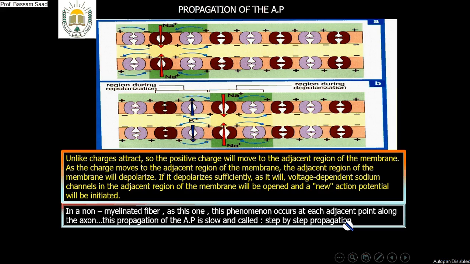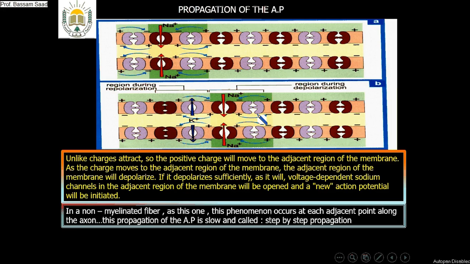Now the question: what if the fiber was myelinated? What will happen then? It's easy to understand. After this example of a non-myelinated fiber, I would like to show you a myelinated fiber, and we'll see the difference. But it is the same principle. Positive charge is attracted and will move to the adjacent region where there is a negative charge. But in a non-myelinated fiber, as here, this phenomenon will take place at each point of the fiber.